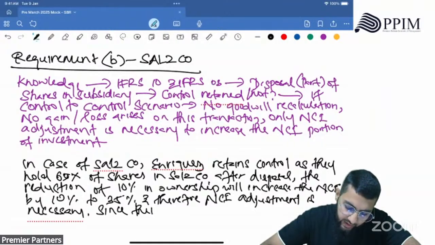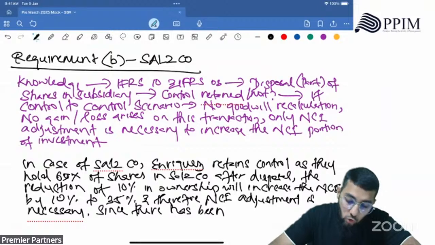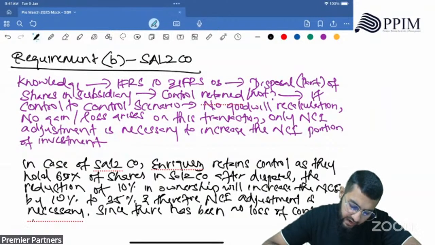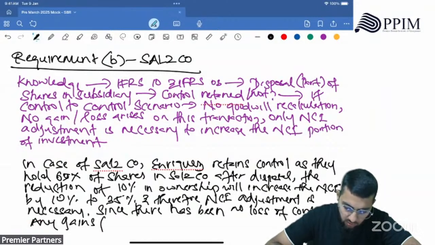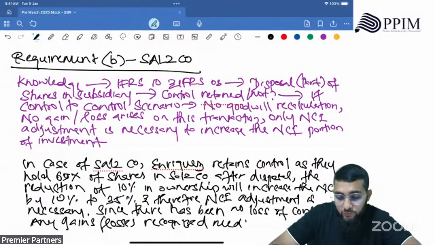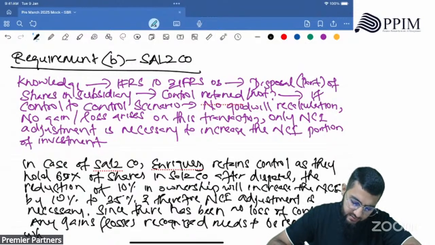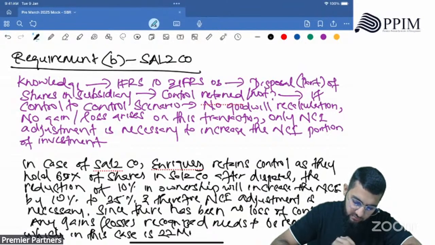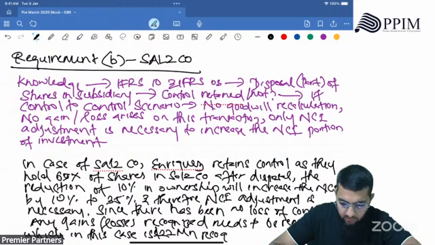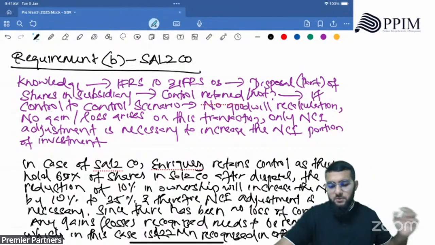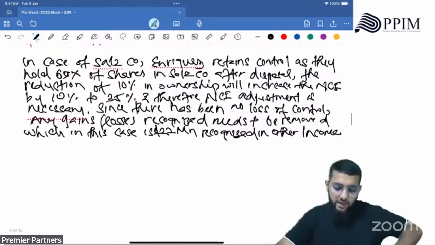Since there has been no loss of control, any gains or losses recognized need to be removed, which in this case is the 22 million recognized in other income. Right, with that, we apply the knowledge to the scenario. And now we do the calculation.